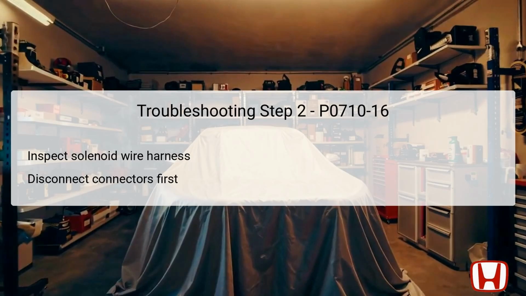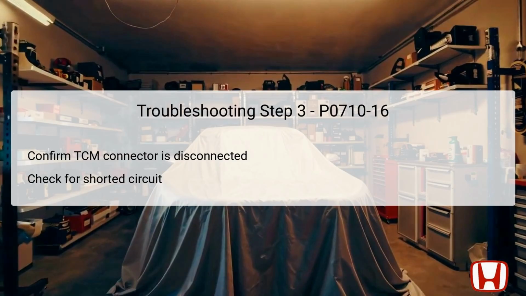If abnormalities are detected in the harness, they should be addressed promptly, with repairs or replacements to restore proper connectivity. Without rectifying any issues found in the harness, further diagnostics could yield misleading results. During the third step, the technician should confirm that the transmission control module, TCM connector, which has 50 pins, is disconnected. This disconnection is imperative to prevent any electrical interference when conducting the next test.